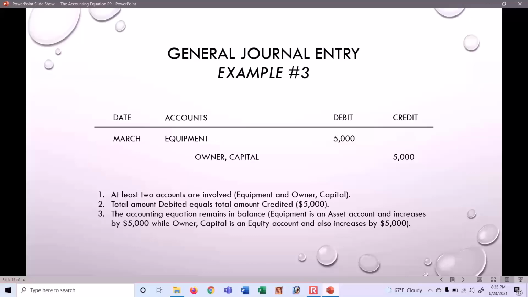In the March example, the owner contributes equipment to his company. The equipment account, which has a normal debit balance, increases by $5,000, and the owner's capital account, with a normal credit balance, also increases by $5,000. Since both assets and equity increased by the same amount, the accounting equation remains balanced.